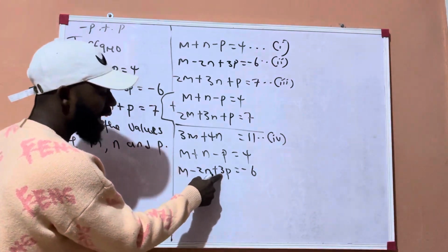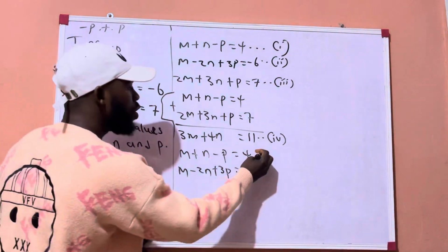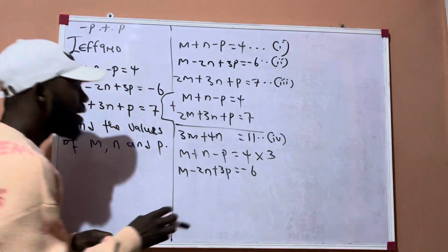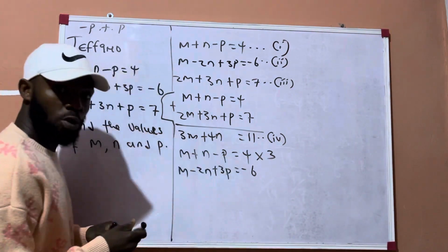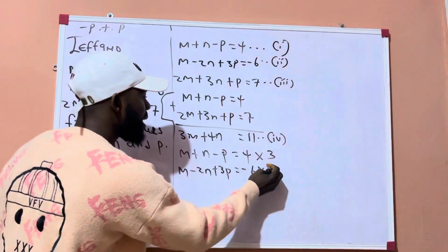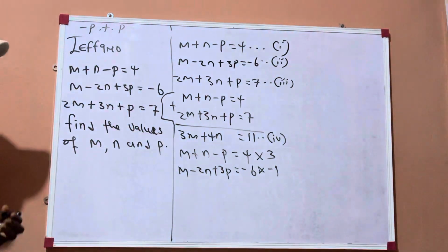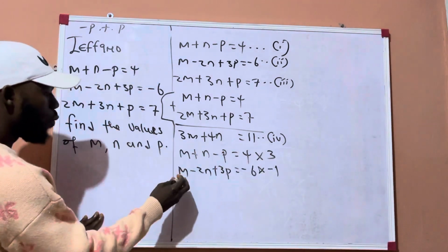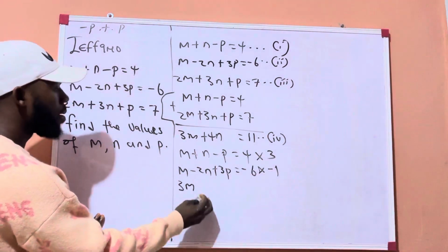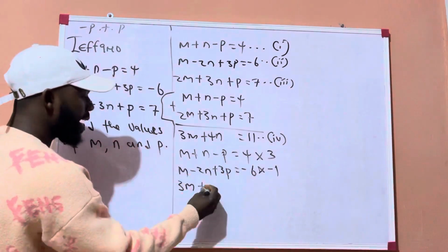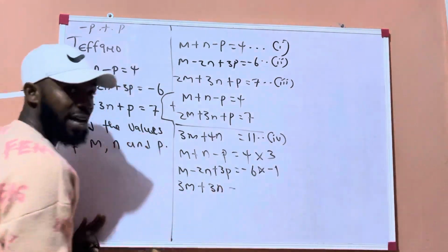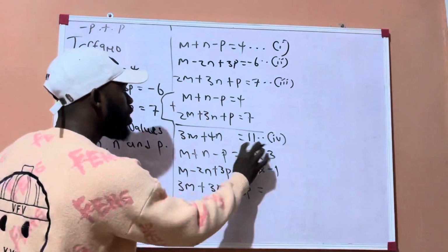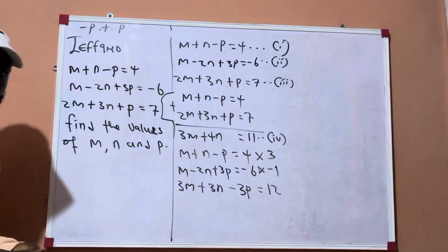Now, p is carrying 3 down. I will use it to multiply everything on top. Then, p is carrying minus 1 on top. I will use it to multiply the whole thing down. Now, when I multiply all through, I'm going to have this. 3 times m will give us 3m plus 3 times n will give us 3n minus 3 times p will give us 3p equal to 3 times 4 will give us 12.